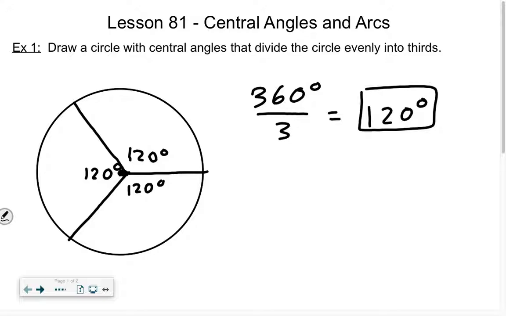If we want to divide a circle up evenly into fourths, we would take that 360 and divide it by 4, and we would find that it comes up with 90. And that's where we always get our x to occur right in the center.